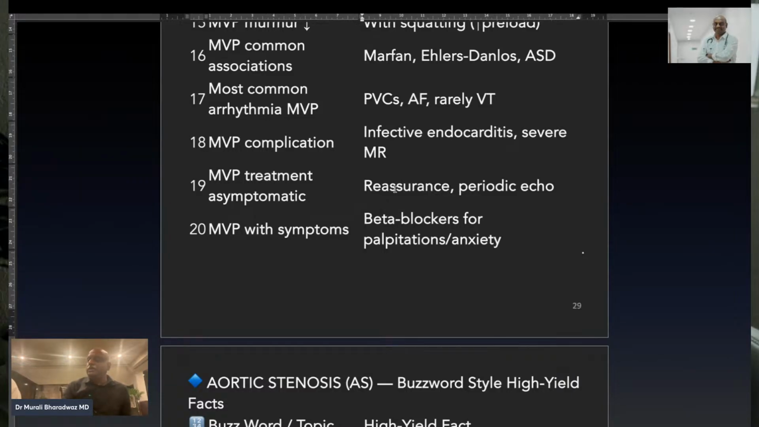Similarly, some patients will come. Recently I married, doctor. After this, the palpitation started. All because of this stupid fellow who married me. So, stupidity is there in the mitral valve prolapse.